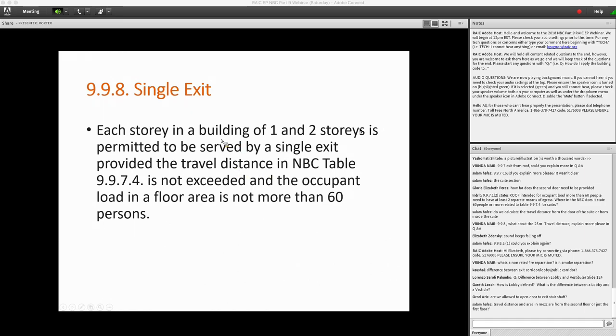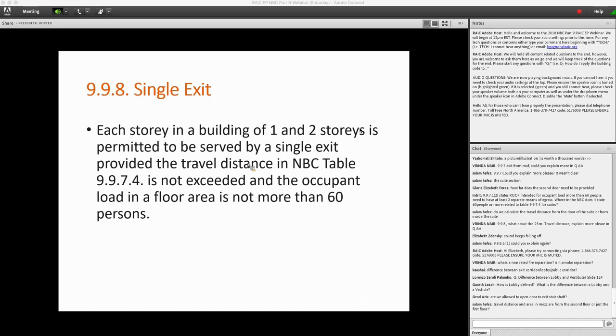So, when are we allowed to have a single exit? Each story in a building of 1 and 2 stories is permitted to be served by a single exit, provided the travel distance, taking you back to table 9.9.7.4, is not exceeded and the occupant load is not more than 60 persons.